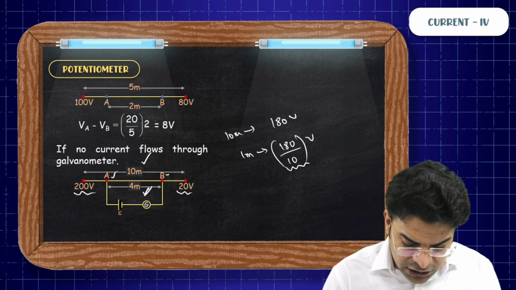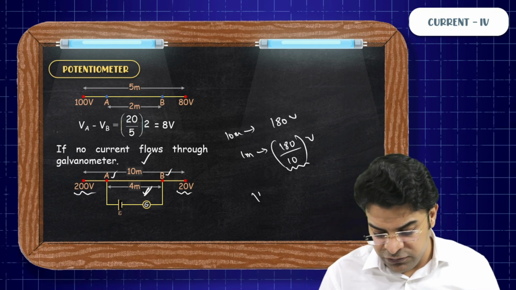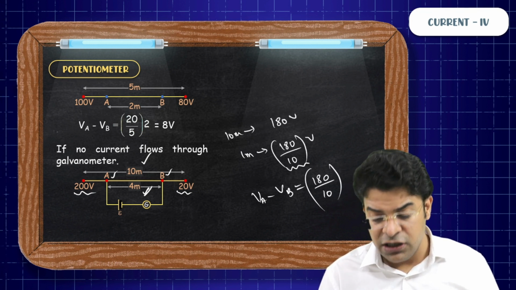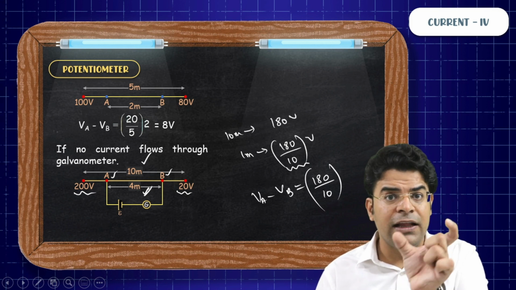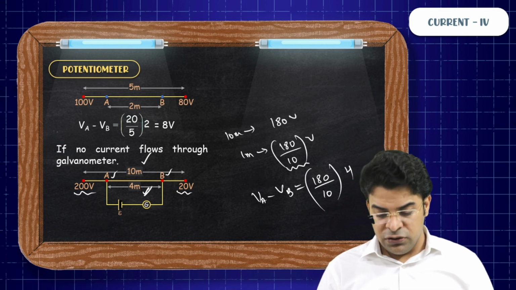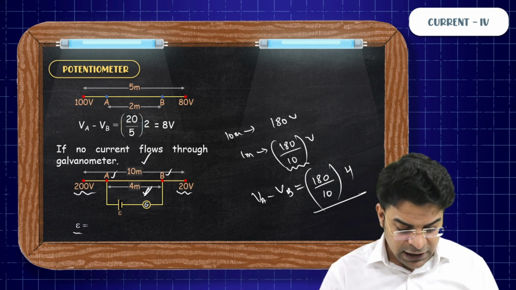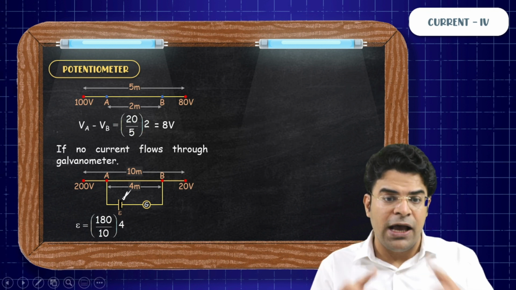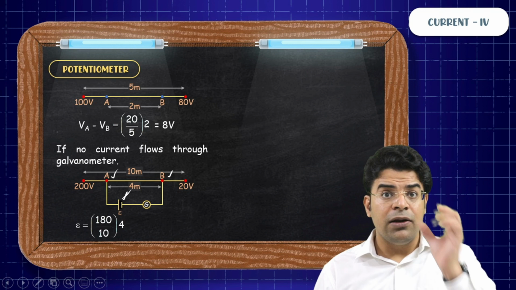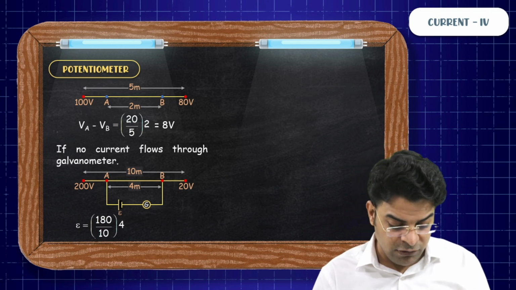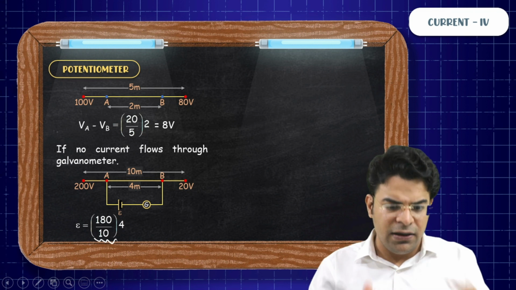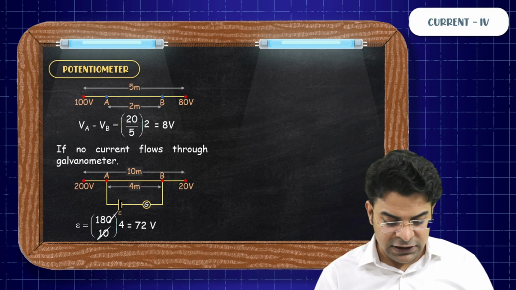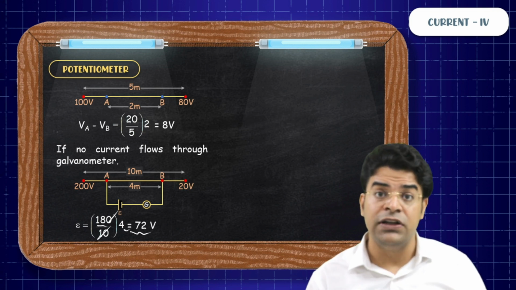So you will say the potential drop between point A and B, that is VA minus VB, will be equal to 180 by 10, which is the potential drop in 1 meter length, multiplied by the length between A and B, which is 4. So this will be the potential drop. So you will say here E has to be equal to 180 by 10 into 4. The EMF of the cell has to be the same as the potential difference between point A and B, and the potential difference between point A and B has to be equal to the potential gradient 180 by 10 multiplied by the length between A and B, 4. Game over. So you will say the 10s get cancelled. This comes out to be 18 into 4, which is 36 into 2, that is 72 volt.